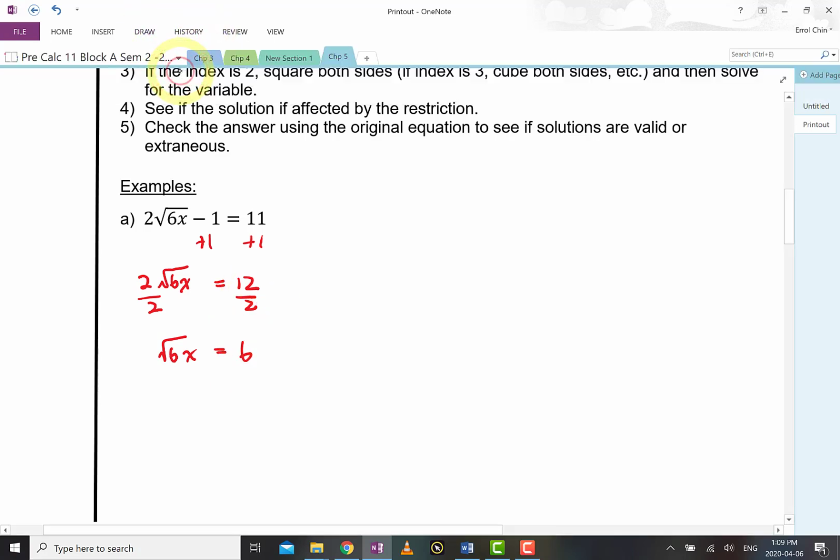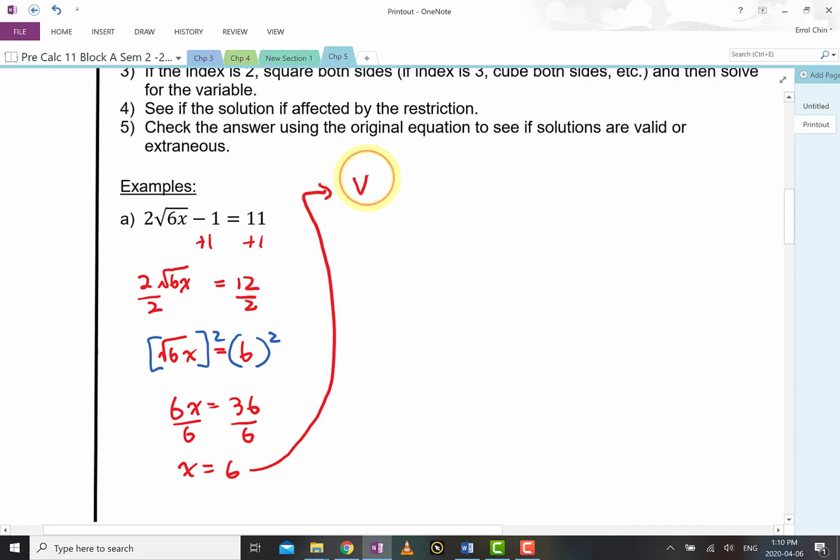Now, how do we get rid of something with an index of 2? Oh, you square it. Whatever you do to one side, you do to the other. And now we're back to 6x is equal to 36. And we divide both sides by 6. x is equal to 6. You always want to verify this is true. So is this true? 2 square root of 6 times 6 minus 1. Does that equal 11?